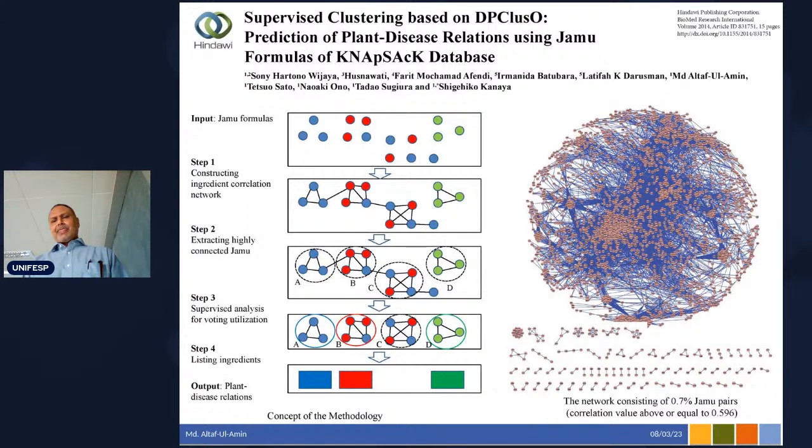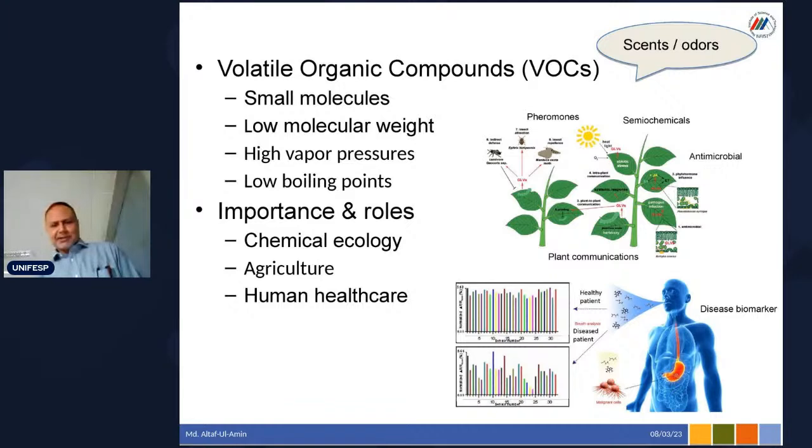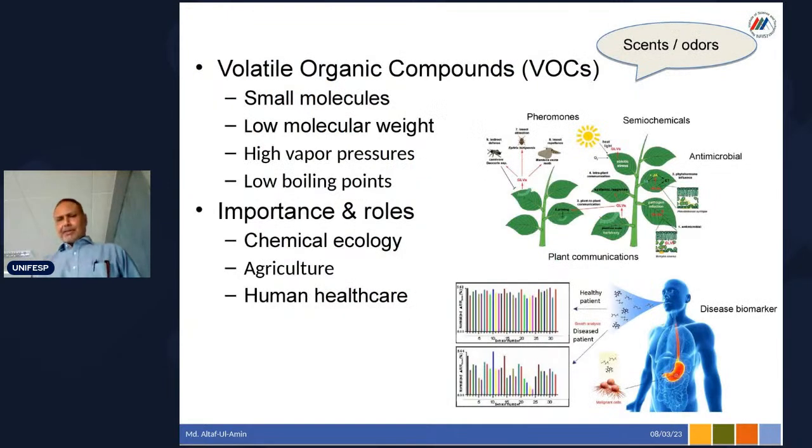And in this work, we tried to apply DPClus for classifying microorganisms based on the volatile organic compounds they emit. And the clustering results imply that the pathogenicity of microorganisms can be linked to the types of VOCs emitted by them. And volatile organic compounds are small molecules. And I think as pharmacological students, you are familiar with chemistry. And VOC has a very important role in chemical ecology, agriculture. For example, the pheromone trap, pheromone is also a VOC. Or for pollination, the flower emits fragrance, that is also VOC.